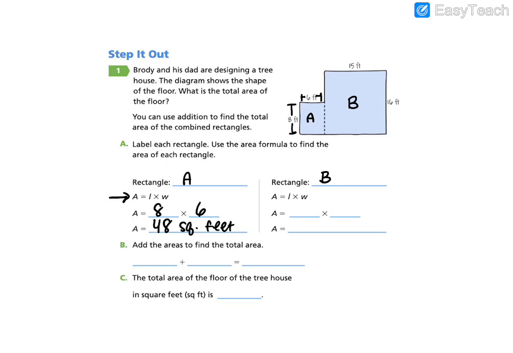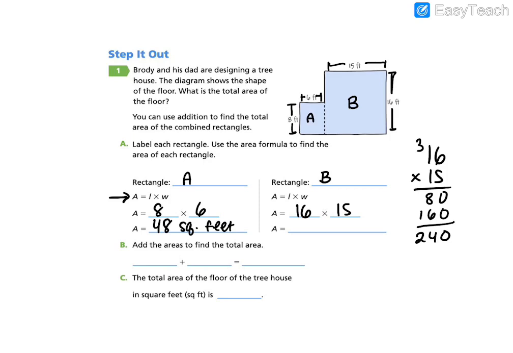And now let's do B. Our length is 16 feet. Our width is 15 feet. Go ahead and solve for 16 times 15. Pause the video if you need any more time to solve. Right, you should have found that it's equal to 240 square feet.